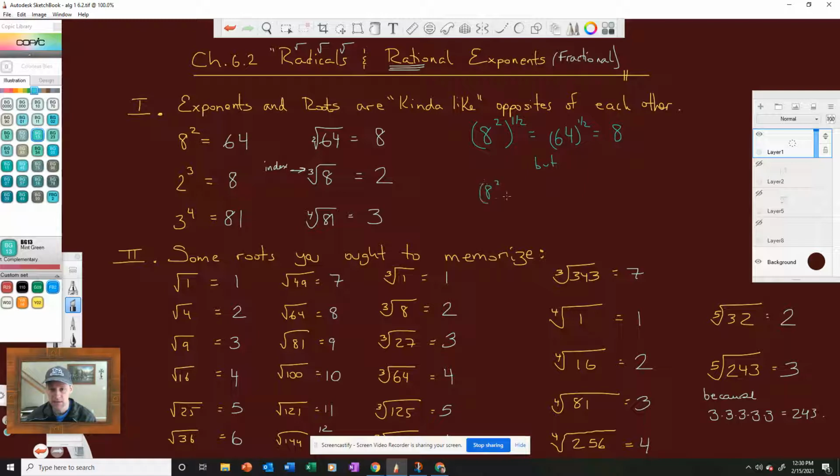What happens if I use the power of a power rule? When you have the power of a power, what do you do with those powers? You multiply them, don't you? And what's 2 times 1/2? Well, 2 1/2s make 1. So really that's like saying 8 to the 1, which is 8. So you see how the exponent and the root cancel each other out in a sense? Because when you multiply them, you get 1. Kind of cool, huh? All right, move on.